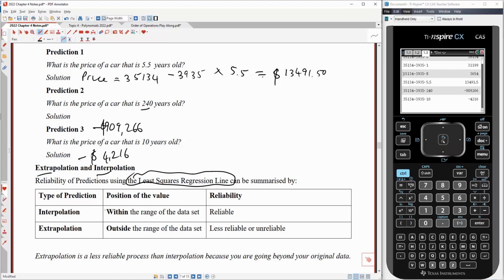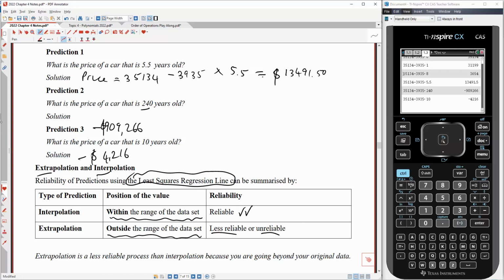All right, so what is interpolation? So the position of the value is within the range of the data set. Extrapolation, okay, the position of the value is outside the range of the data set. Now, interpolation, if I've progressed with linear regression, is reliable. Okay, that means that I've got evidence to suggest that this is true. Now, extrapolation is either less reliable or unreliable, depending on certain factors.